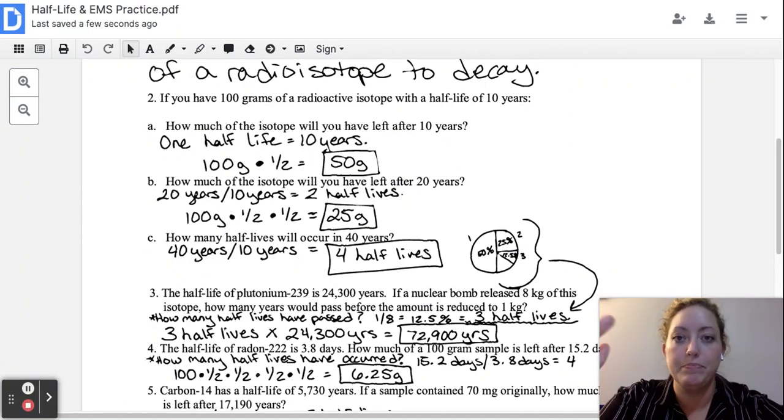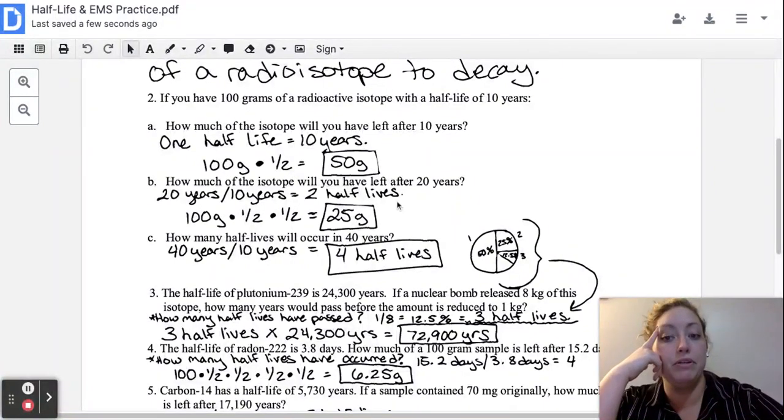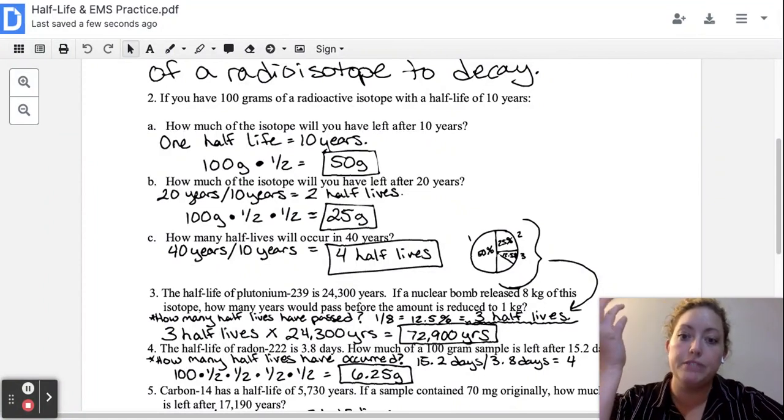Well, it's pretty straightforward on that, right? So if you have one half-life is equal to 10 years, you have only degraded 50%. Okay, so you'd have 100 grams because that's what you're starting with. It tells you right here. You're gonna have 100 grams times one half is gonna give you 50 grams. So how much of the isotope we have left after 20 years?